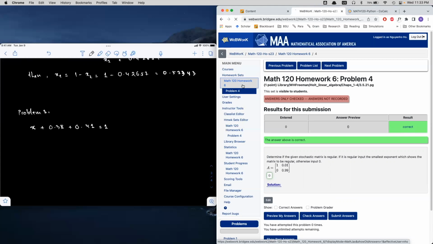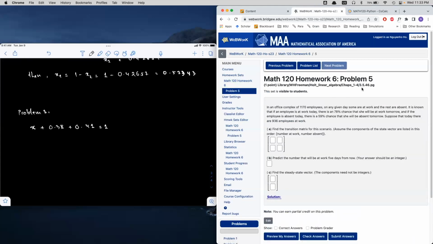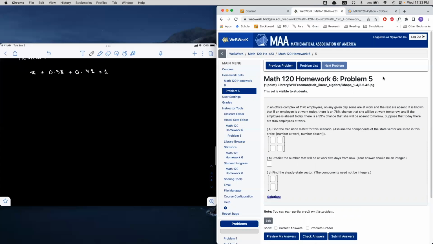Okay, now let's do problem 5. Problem 5 is very, very similar to problem 1. So let me set this up. In an office complex of 1170 employees, so the total number of employees is 1170. On any given day, some are at work and the rest are absent.